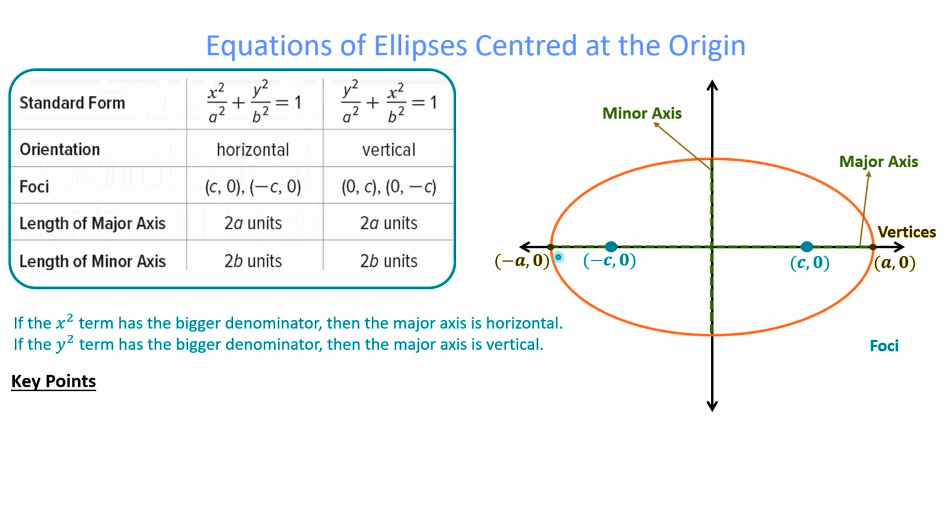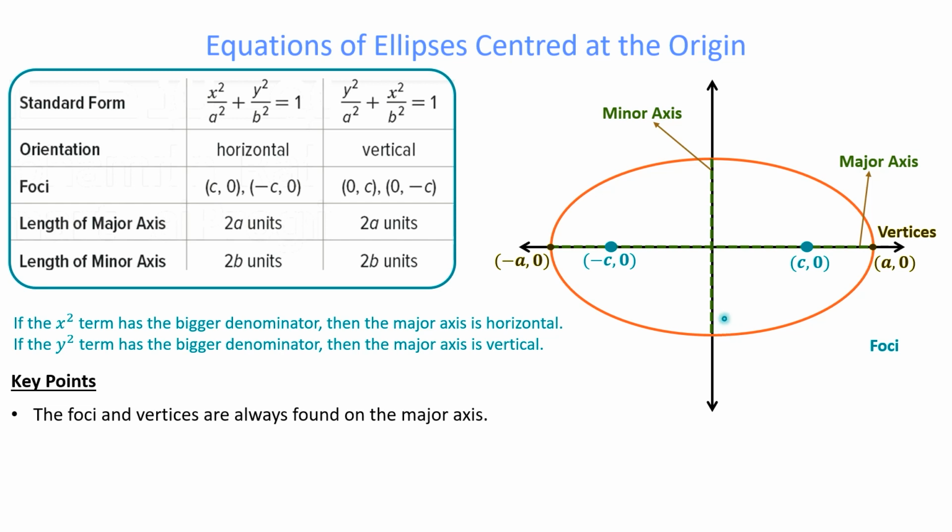Now if we want to work out the distance between these two, we can see that the distance between these two vertices is 2a. In fact, that's the length of the major axis, 2a units. So this agrees with what we have over here. Now, it's important to remember that the foci and vertices are always found on the major axis.